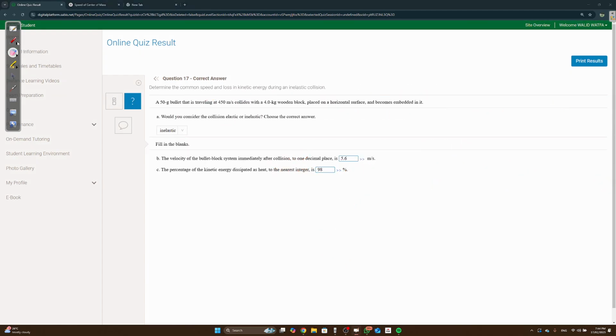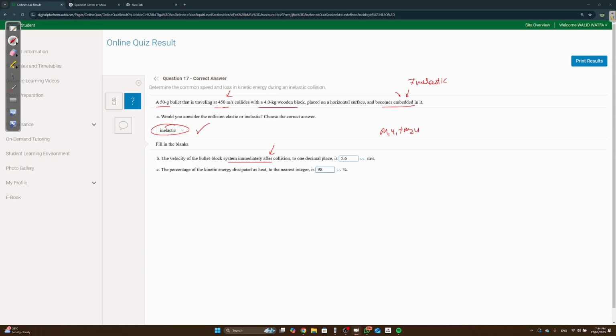Question 17. A 50-gram bullet that is traveling at 450 meters per second collides with a 4 kilogram wooden block and becomes embedded in it. What does this mean? Inelastic collision. Would you consider it inelastic? Part A. Obviously inelastic, yes, because it's embedded. The velocity of the bullet-block system immediately after collision is how much?